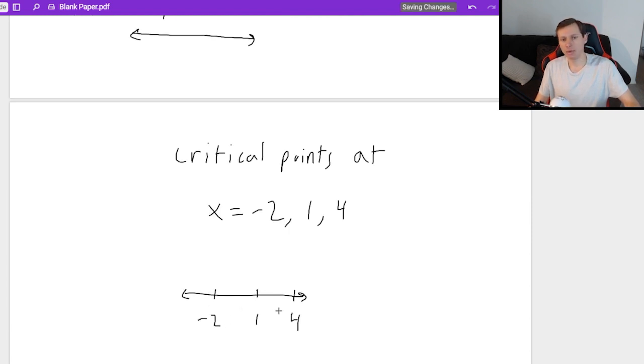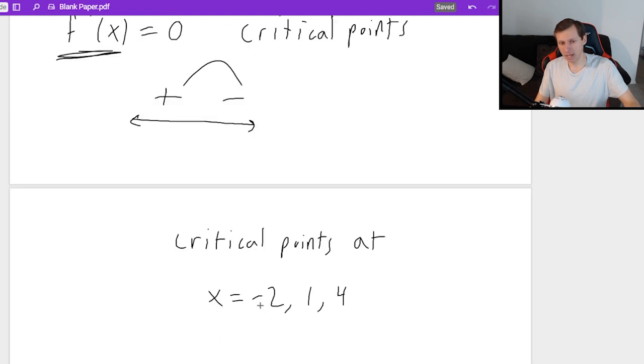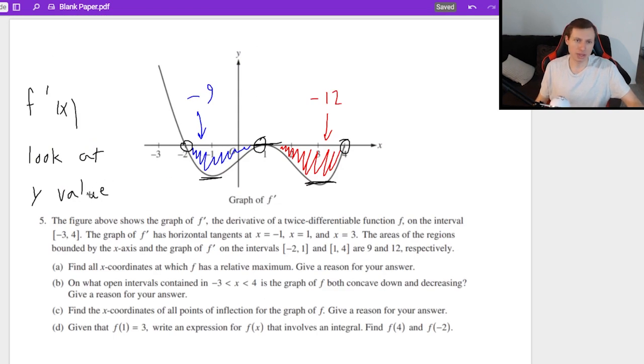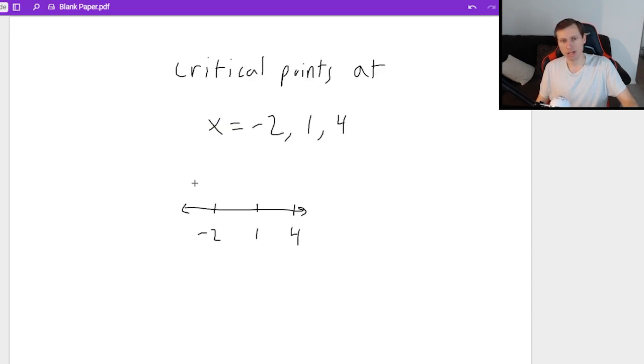And then I'm looking for where it's positive and negative. And once again, we're looking at the y value because we want to know where f prime of x is positive and negative. So it looks like to the left of -2 it's positive, then between -2 and 1 it's negative, and then it's negative again between 1 and 4. So to the left of negative 2, we said positive. Between negative 2 and positive 1, we said negative. We said negative again here between 1 and 4.